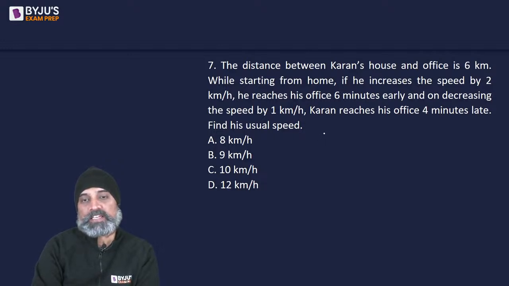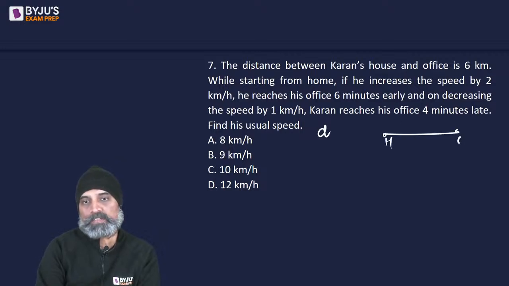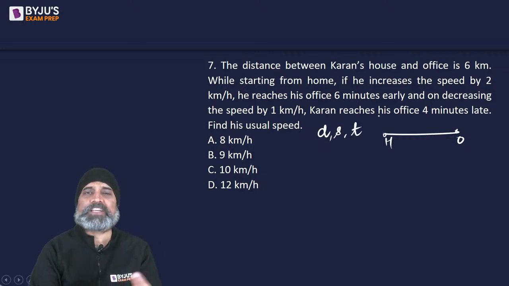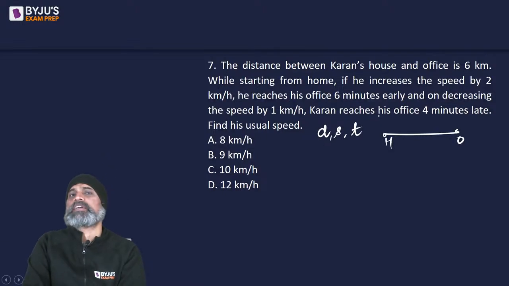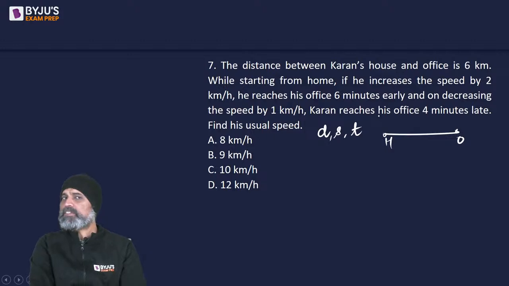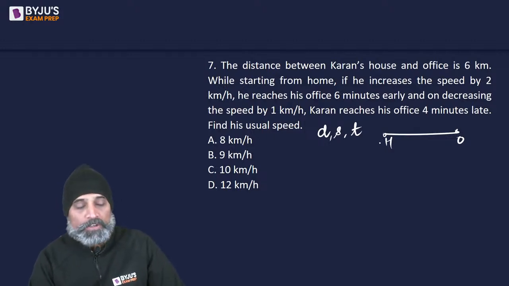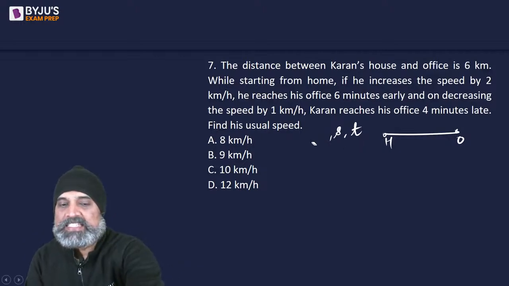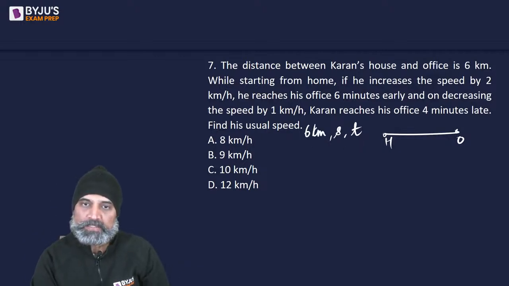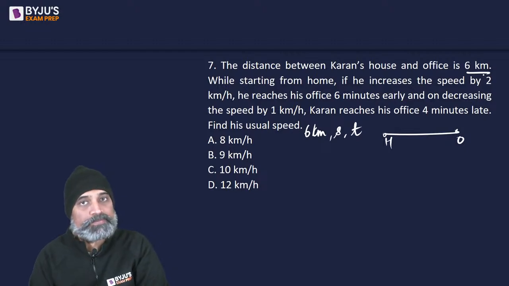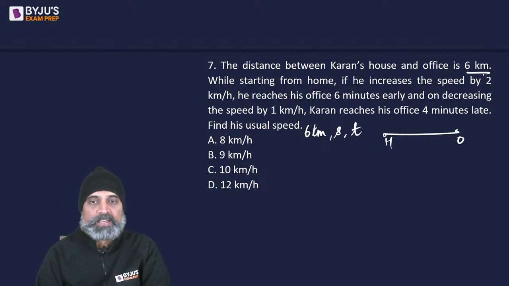So suppose the distance that Karan has to cover from his house to office is D. The speed that he usually travels is S, and the time he normally should take is T. D, S and T here represent the standard: if distance D is covered at speed S, it takes T time, okay? Now out of these three we know that D is 6. It's given in the question itself. S and T we don't know.